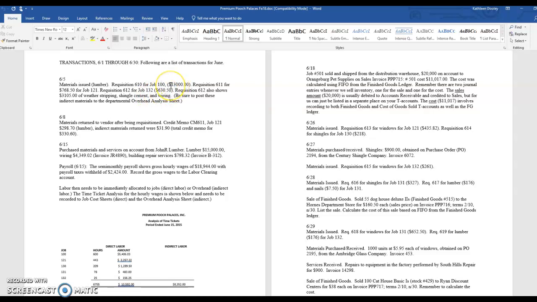So we have 13,000 of lumber, 768.50 of lumber, 630.50 of lumber. So let's add those up. And there's 768.50 and 630.50. So that's 14,399.